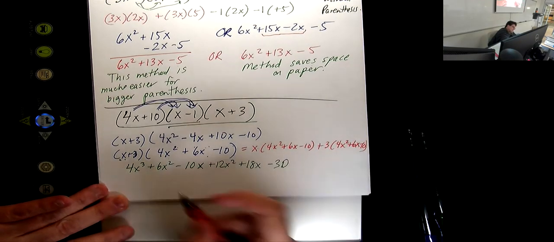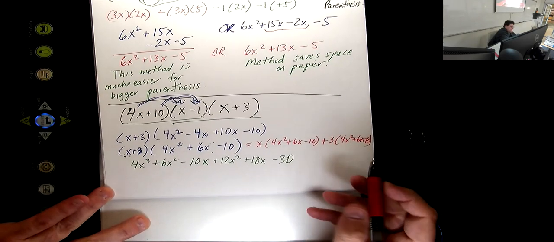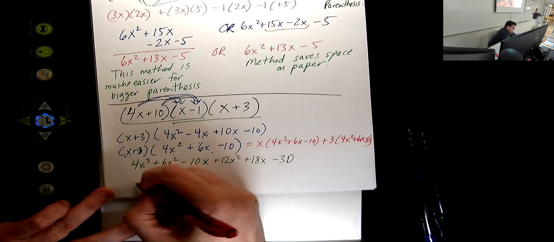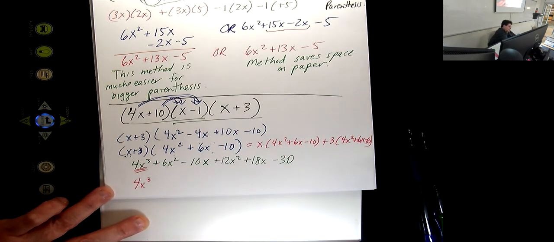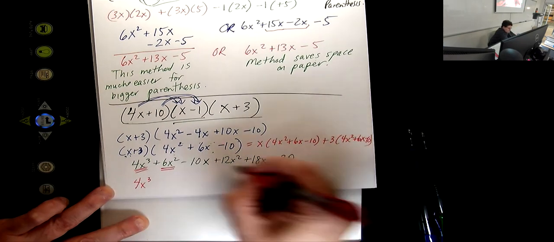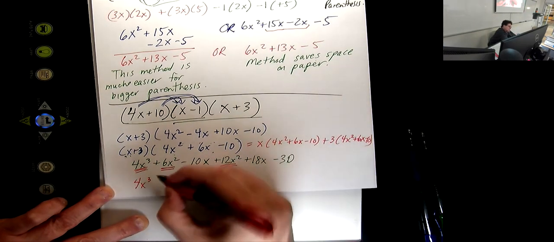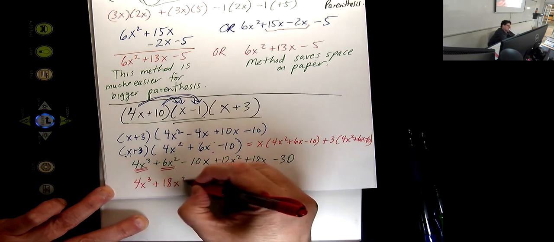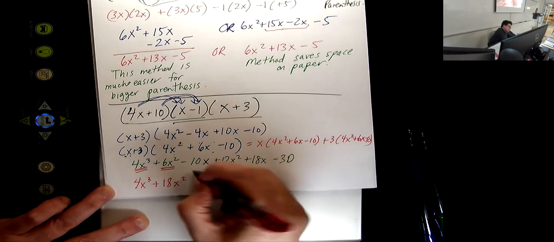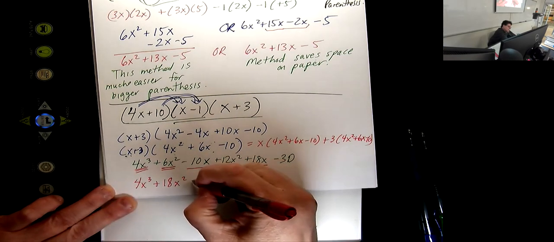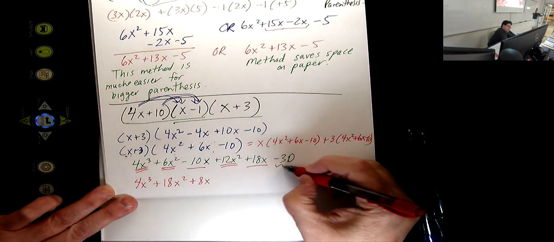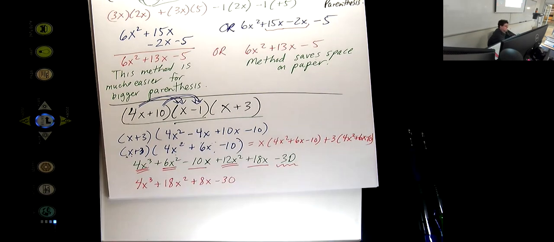So let's see, since I wrote them all next to each other, I got to go through and look for my cubes first. That's the highest exponent. I got a 4x cubed here. That's the only one I got. I'll look for x squared. I've got plus 6 here and plus 12 here. 6 plus 12 is 18. And then I'm looking for my single x's here, negative 10x and plus 18x. Negative 10 plus 18 is plus 8. And finally, I have a negative 30. Hopefully you got the same thing.